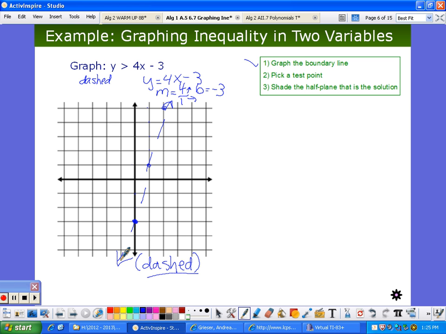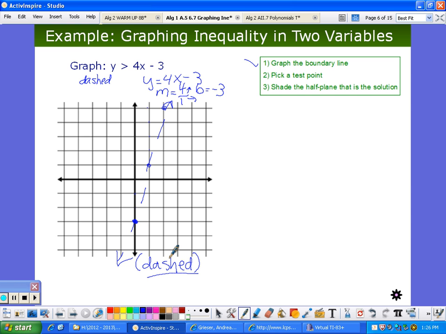You're fantastic. Now the solutions, y greater than 4x minus 3, I'm going to tell you where they are. This is the boundary line. The solutions are either going to be up here, above the line, or they're going to be down here, below the line. That's where the solutions to this inequality are. Up here, this half plane, or down here, this half plane. How do I figure out where they are? And there's a couple of different ways to find it.